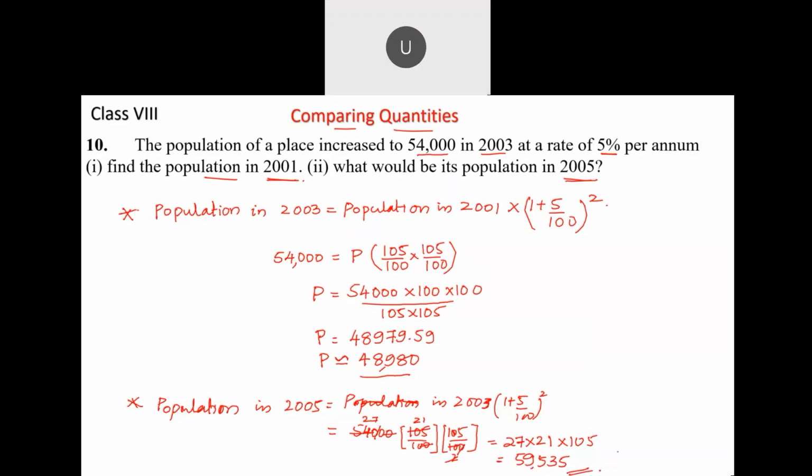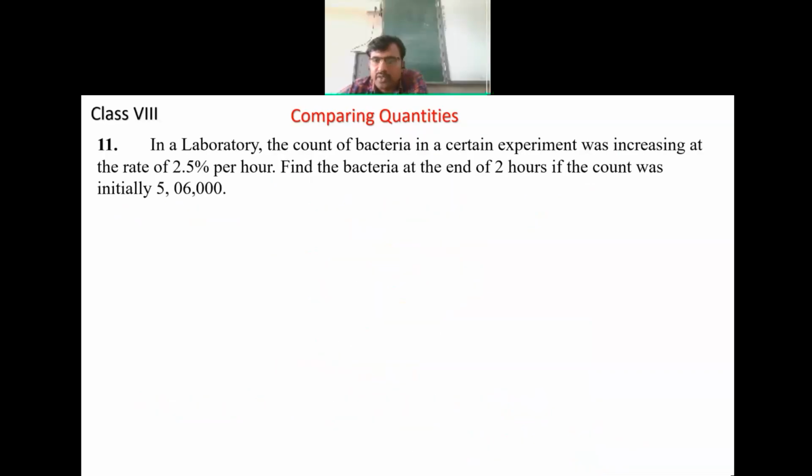Next question is also related to a similar kind. In the given question, they have given bacteria instead of population. They have given the number of bacteria. The rate of interest here is 2.5% per hour. In 1 hour, a 2.5% increase is there.